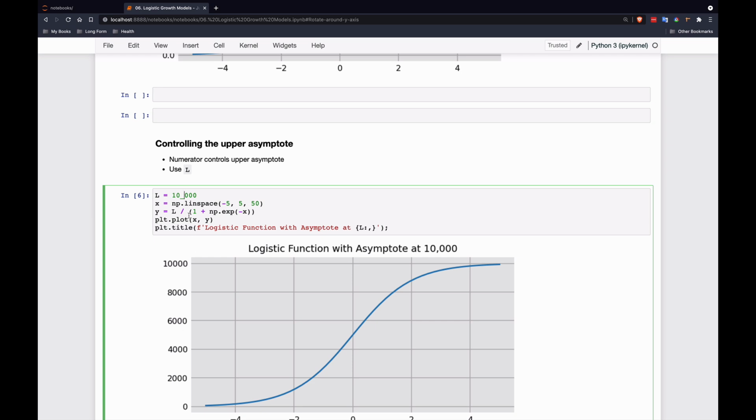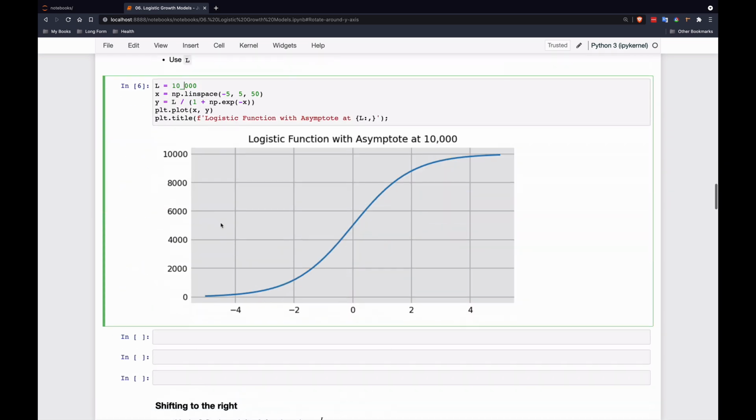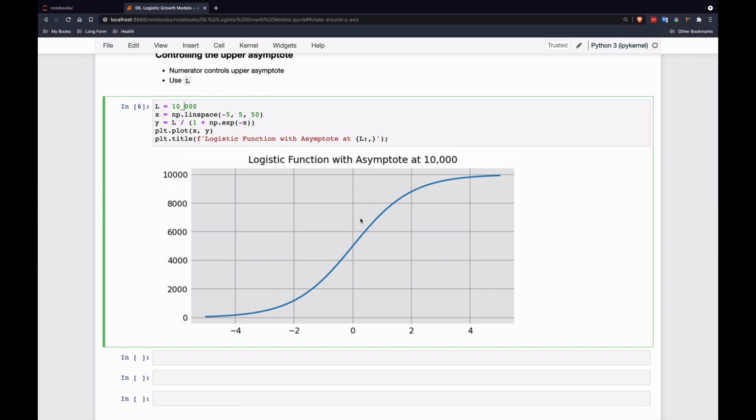Before it was just 1. Now we're making it 10,000. So the graph looks exactly the same, as you can see. The only difference is the y values. This will allow us to scale it up so that we can match it to any coronavirus case number, regardless of how high it is. Okay, so this looks good.